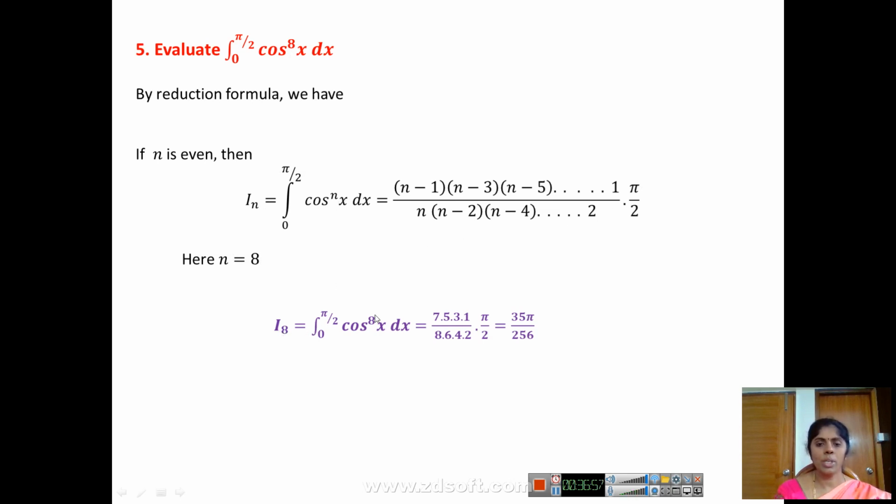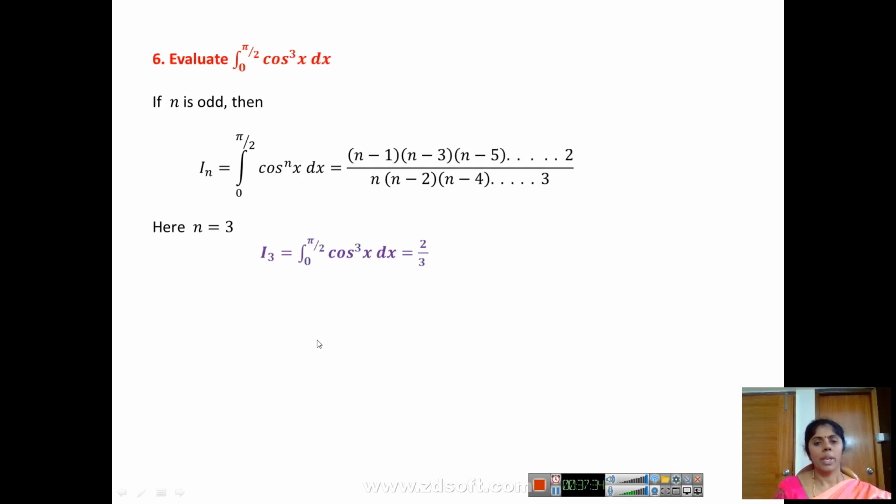So here for 8, we can write 8 minus 1 is 7 by 8. Then 8 minus 3 is 5 by 8 minus 2 is 6. Then 8 minus 5 is 3 by 8 minus 4 is 4. Again 8 minus 7 is 1 by 8 minus 6 is 2. And at the end, after the 1 by 2, we can just multiply by pi by 2. After simplification, it yields the term 35 into pi divided by 256.